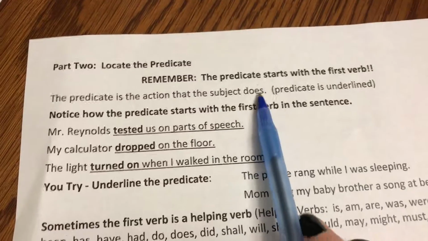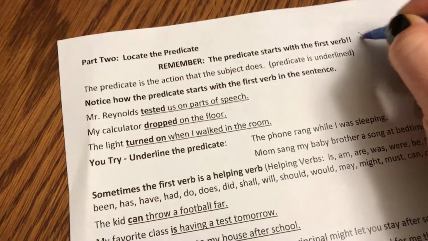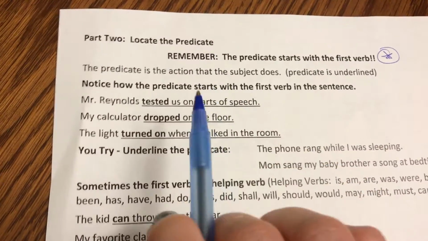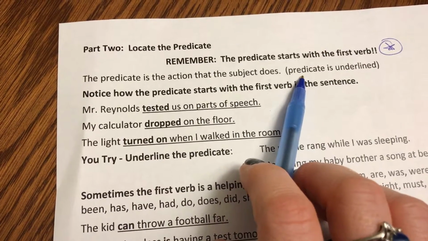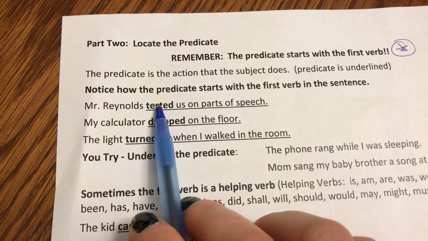All right, let's check the back. On the back, talking about predicates. So remembering that the predicate starts with the first verb. This is like the key. If you can locate the first verb, that's where the predicate starts. It's the action that the subject does. So the predicate is underlined in these sentences. Notice how the predicate starts with the first verb that's bolded.